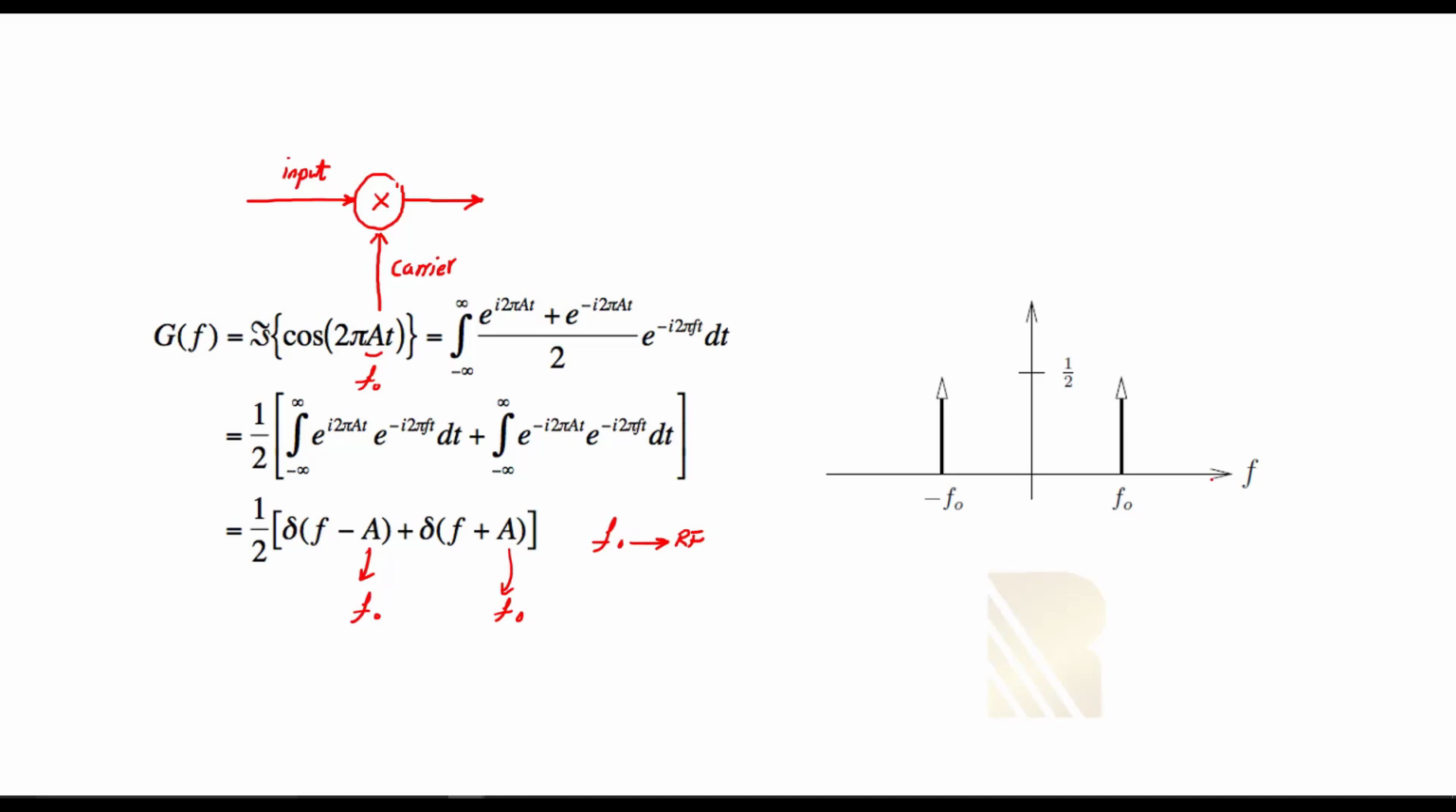So what is the output spectrum? We have deltas here, as you see, with amplitude of 1/2. One is on F0 and the other one is minus F0.